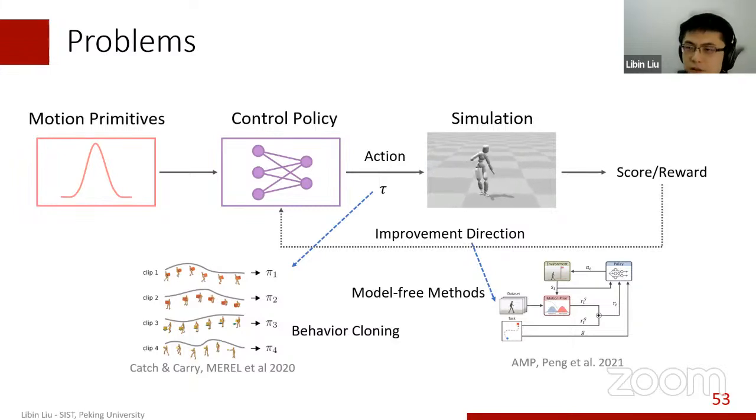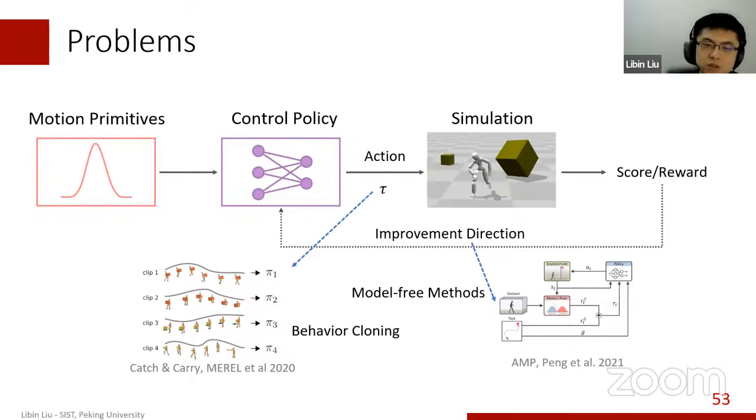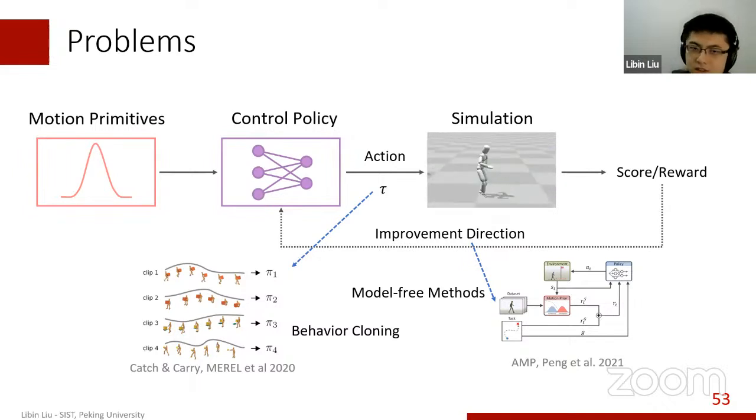So the problem with this work is, for behavior cloning, if we get rid of the simulation, we cannot guarantee the learned motion is physically correct. That will degrade the motion quality. And also for the model-free method, we know it needs a quite large number of samples to compute the expectation of the simulation. So that's also a waste of simulation.